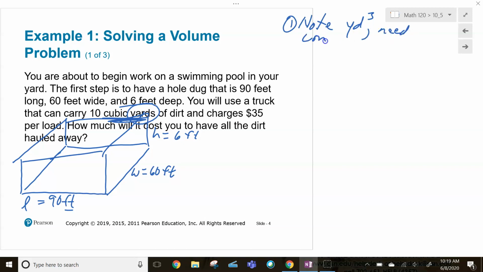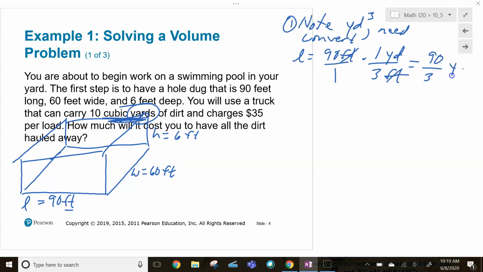So we need to convert. For example, the length, which is 90 feet: for every 1 yard, there's 3 feet, right? So in other words, 90 times 1 over 3, and the feet cancel, and we're in yards. In other words, 30 yards. We're just dividing by 3, right? So that's 30 yards.